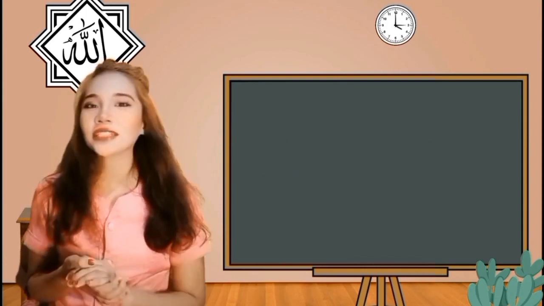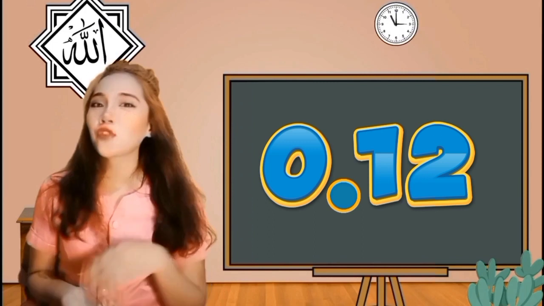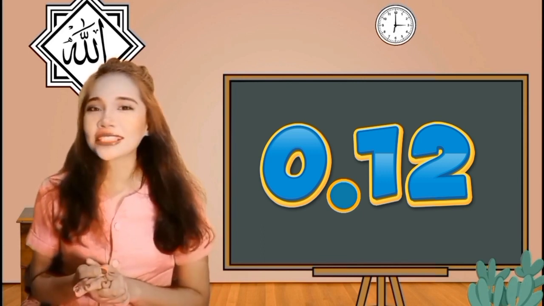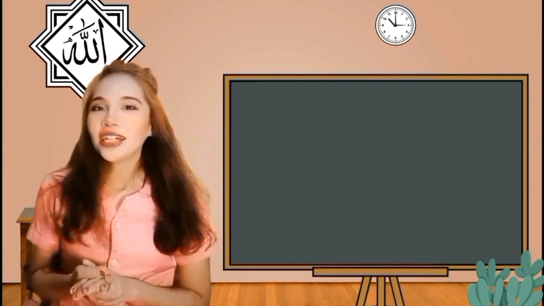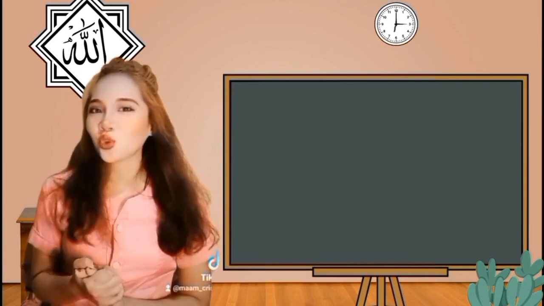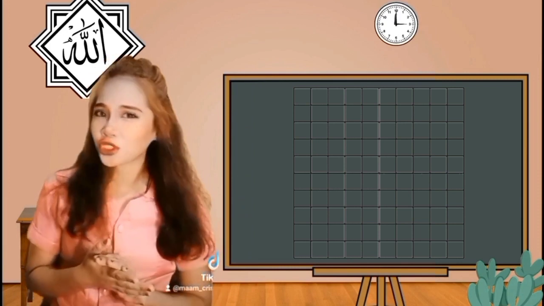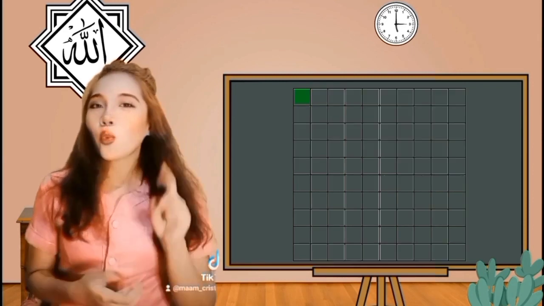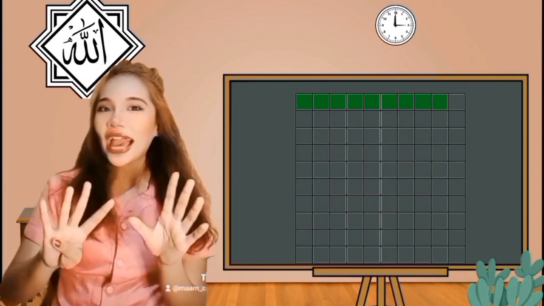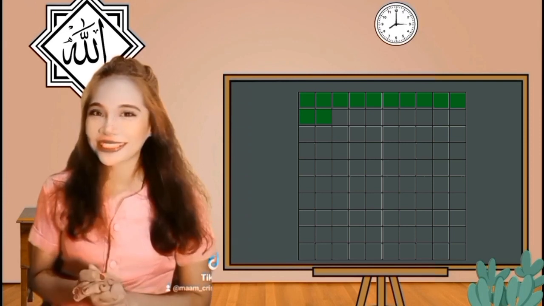Let's visualize decimals using a grid. So, let's take 0.12 and convert it into a fraction. Since 0.12 has 2 digits, the denominator is hundreds. Now, let's draw a grid. Since we have a denominator of 100, we need a grid divided into 100. Since we have a numerator of 12, we are going to shade 12 of the grids. 1, 2, 3, 4, 5, 6, 7, 8, 9, 10, 11, 12. That's how we visualize decimals using grids.